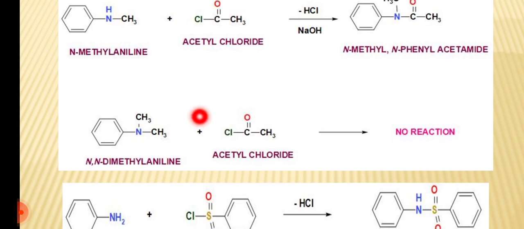Likewise, if we try to react a tertiary amine with acetyl chloride, there is no reaction at all because there is no chance of liberation of H and Cl, as the tertiary amine does not contain any proton.